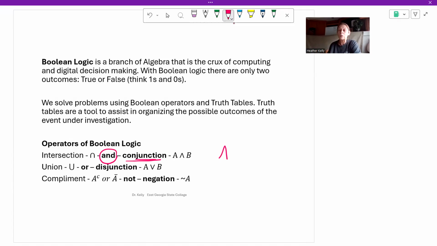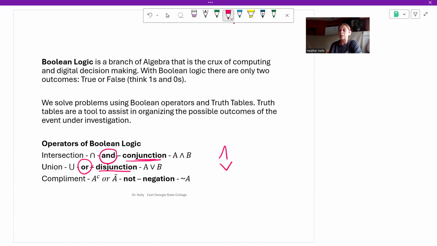And then for the other one, the union, where we put the two sets together, whether it's in set A, set B, or in the intersection, it's always in the union. That is for an or statement. It's either in set A or it's in set B or it's in both. And that's called a disjunction. And we use this V shape.